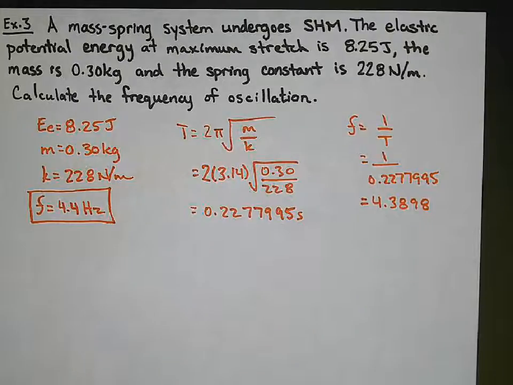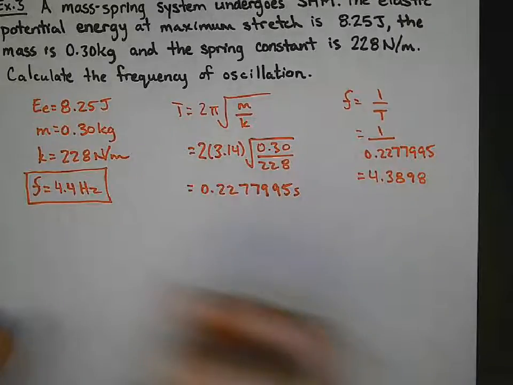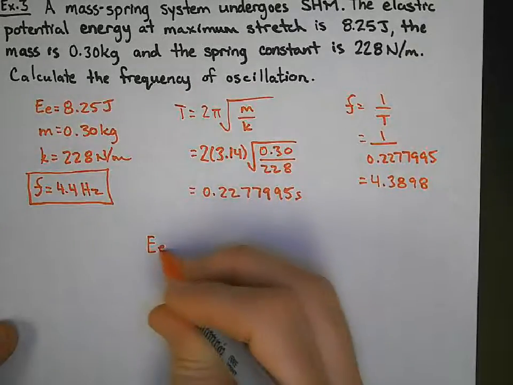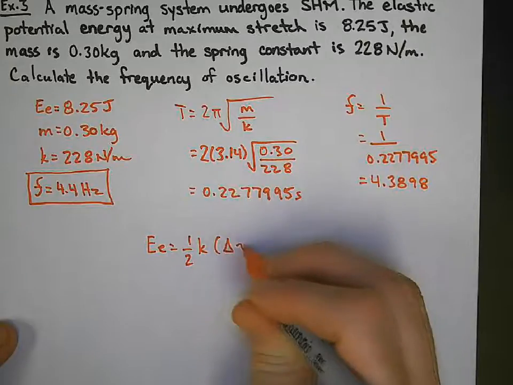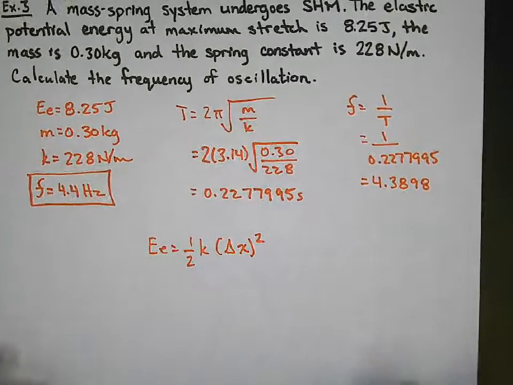But let's just look for fun. When does this maximum elastic potential energy reach? At what displacement from resting position? We can actually calculate that. We know that our elastic potential energy is 1/2 k delta x squared. Where is this maximum displacement? Where we have the maximum energy or maximum stretch of 8.25 joules.